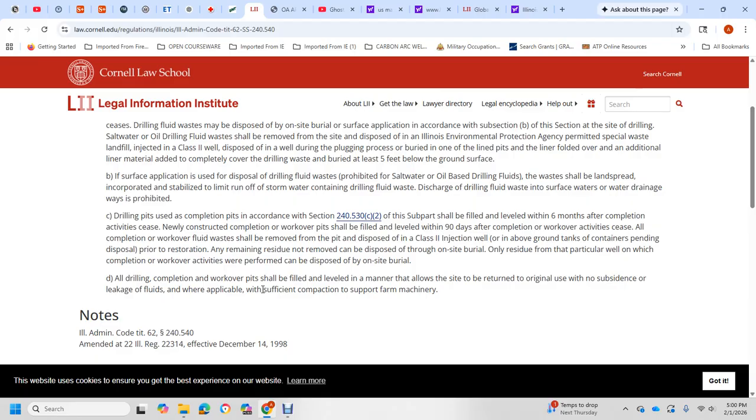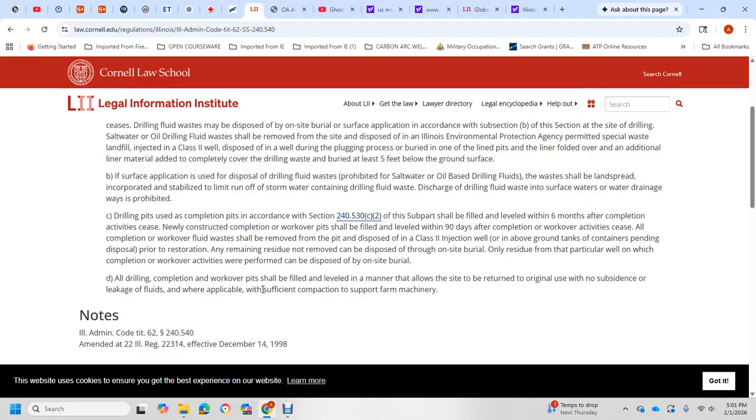prohibited. Drilling pits, even the completion pits according to section 245.50 C2 of the subpart, shall be filled within 6 months after the completion of activity. For newly constructed completion workover pits, they should be filled with levels within 90 days after the completion of the workover activity ceases. All completion workover fluid waste will be removed from the pit and disposed of in class 2 injection wells or in above ground tanks or containers pending disposal prior to restoration.